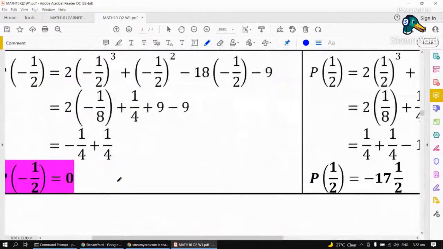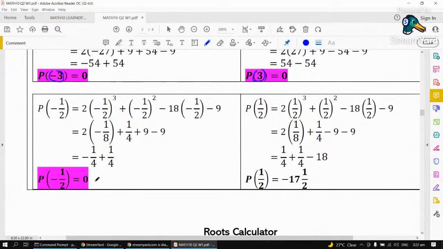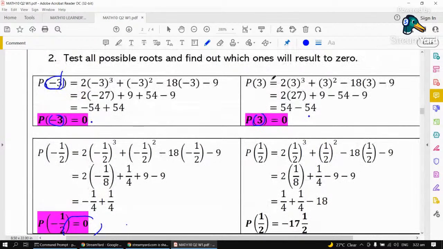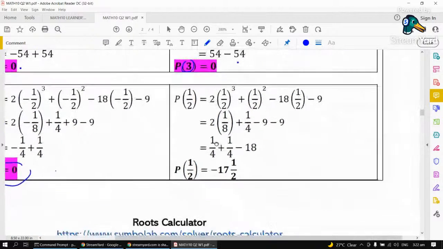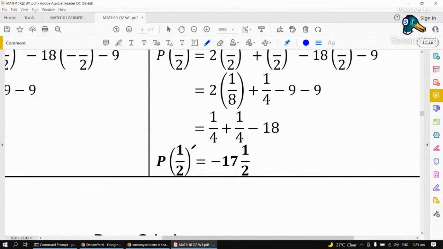And then, ito ay equal to 0 din. Okay. So, itong tatlo na to is nagre-result to 0. So, ibig sabihin niya, itong negative 3, positive 3, at saka negative 1/2 are parts of the answer. So, meron kayong example dito na hindi lahat ay nagiging equal to 0. Kagaya nito, ang result is negative 17.5.